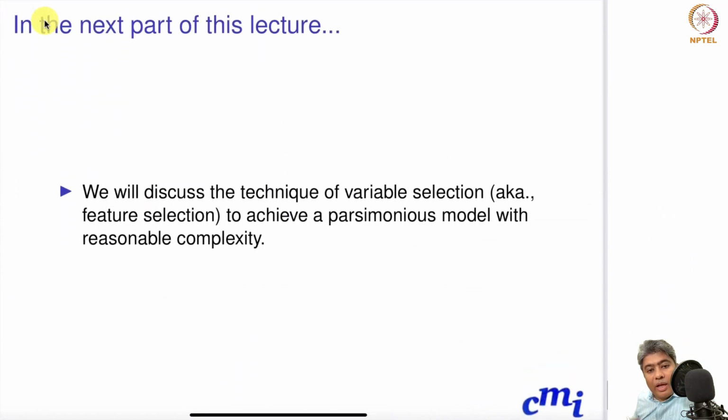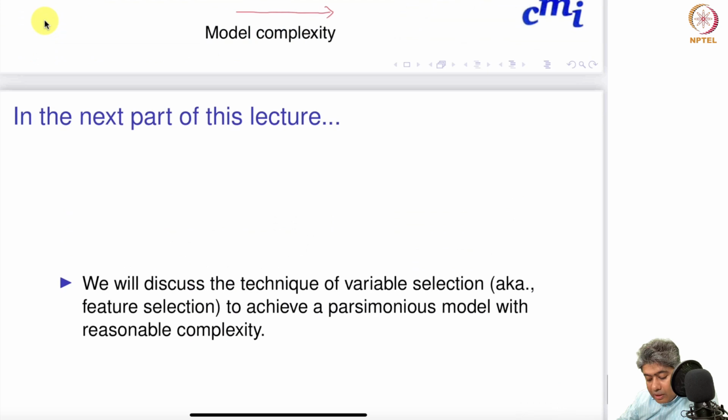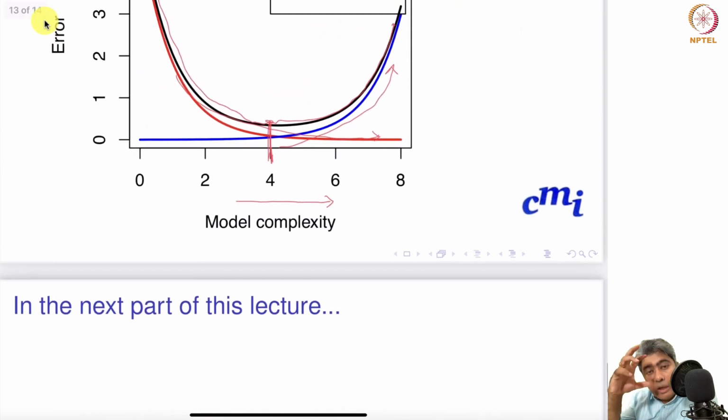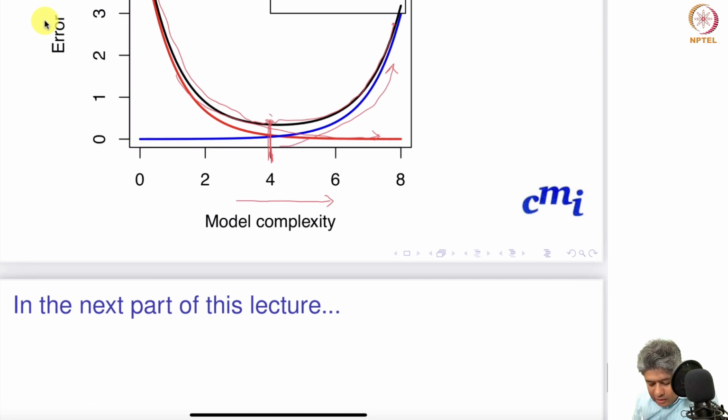I will stop here. In the next video, we will discuss the technique of variable selection, also known as feature selection, to achieve a parsimonious model with reasonable complexity. Instead of using all the features and all the possible engineered features, we'll drop some of them and come up with a reasonable number of features in the model, to arrive at a parsimonious level somewhere here where the mean square error is minimum, and bias and variance are at a controlled level, not too high, not too low.